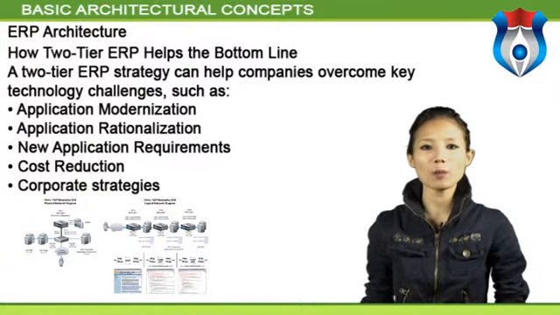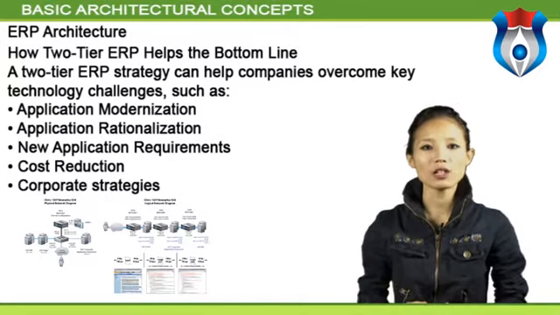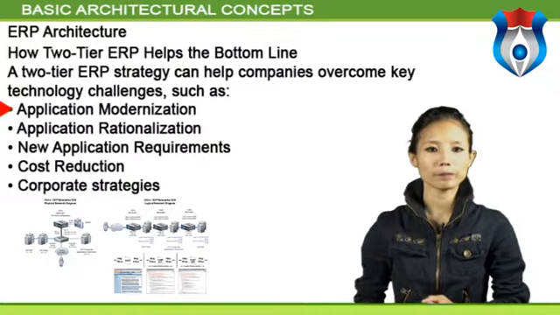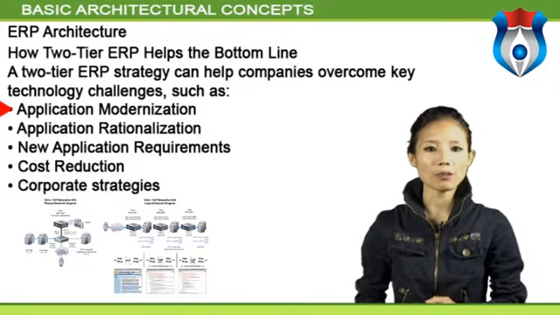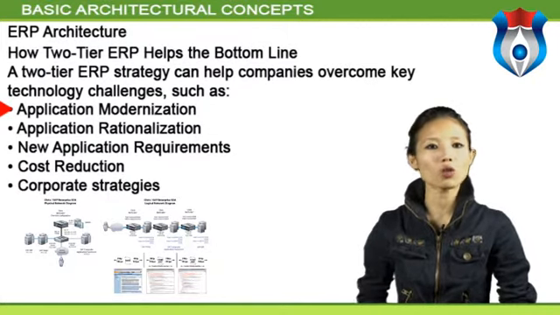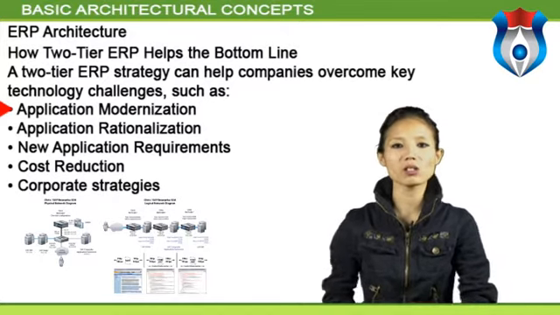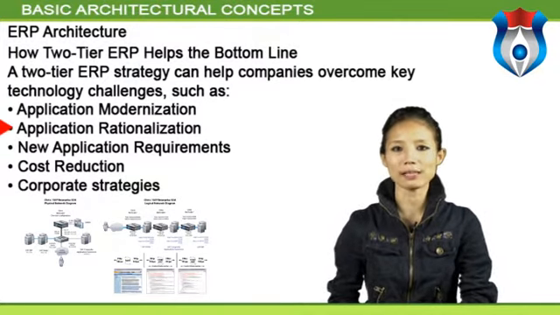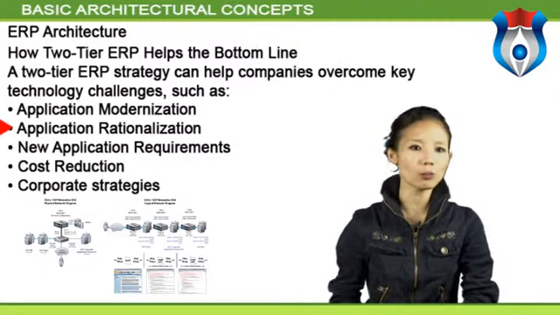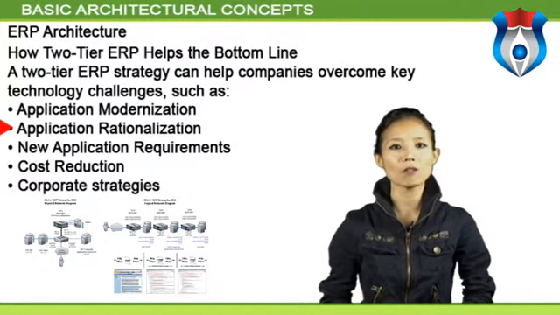A two-tier ERP strategy can help companies overcome key technology challenges such as application modernization. Enterprises considering an application modernization strategy can use two-tier ERP to continue operating efficiently while adapting to rapidly changing business needs. Application rationalization. Organizations can deploy on-premise ERP to support core corporate functions while deploying cloud ERP for market-facing functionalities.